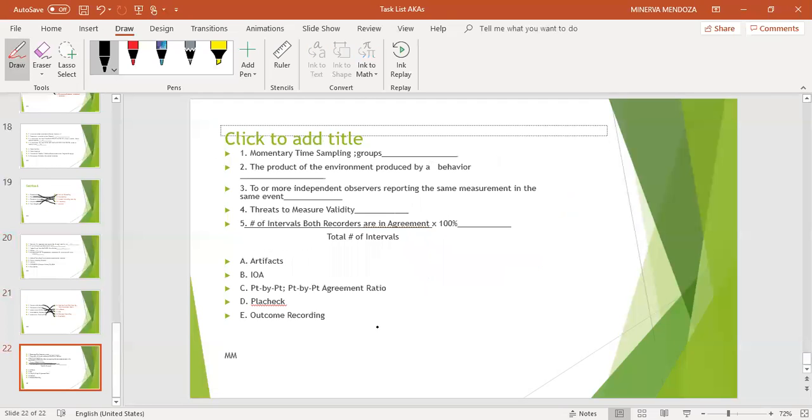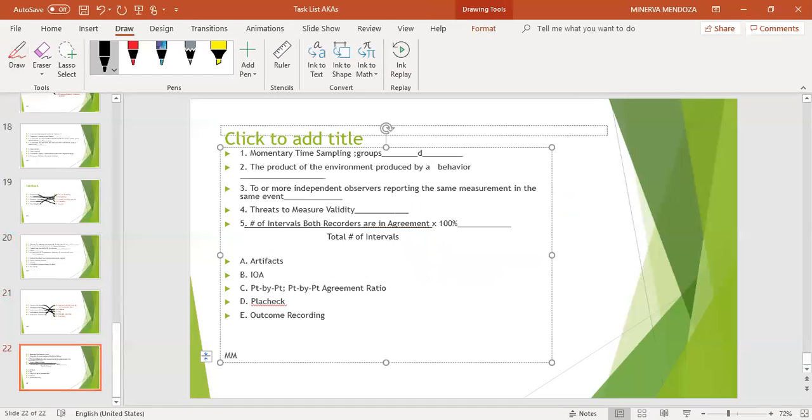Okay, number 1, momentary time sampling groups, D, place check. Number 2, the product of the environment produced by a behavior, E. Oh no, hold on. Outcome recording, artifacts. Is 2 supposed to be A? Yeah, 2 is A. The product of the environment produced by a behavior, no, it's permanent product, outcome recording.